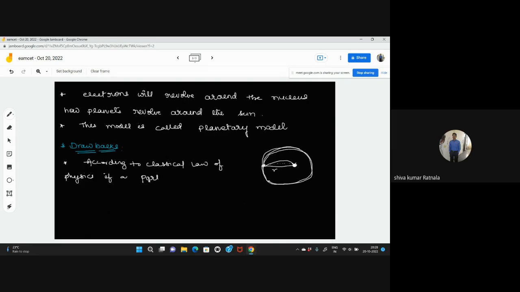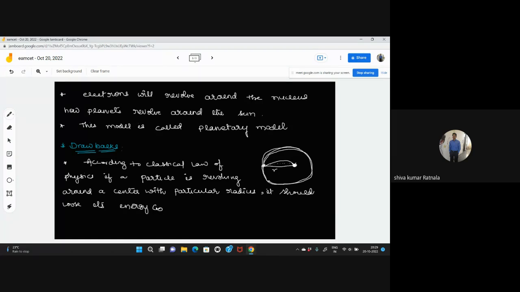If a particle is revolving around a center with a particular radius, it should lose its energy continuously and finally fall into the nucleus.